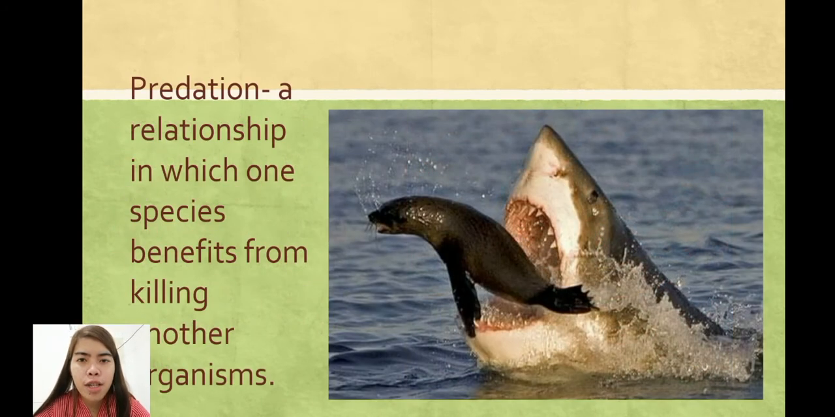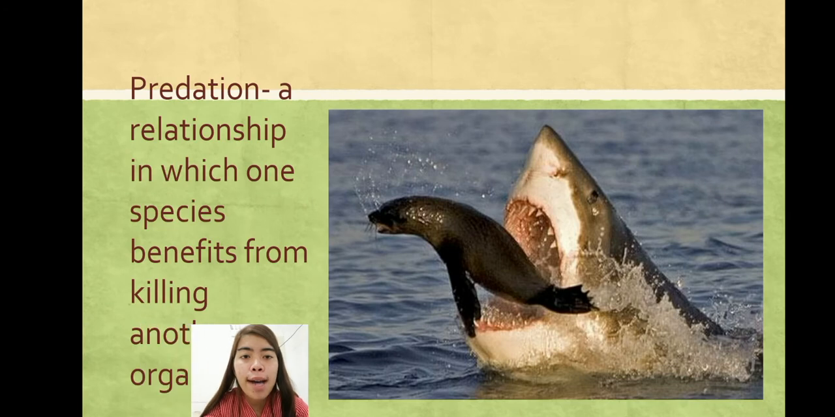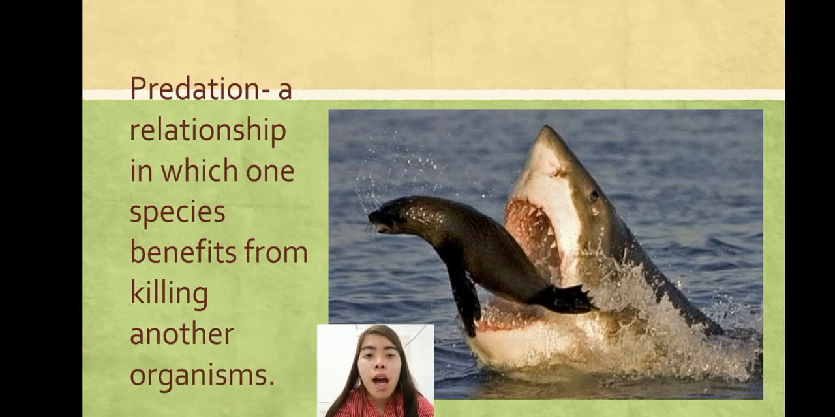Another type of ecological relationship is we have predation. Predation is a relationship in which one species benefits from killing another organism. So, there are two participating organisms in this relationship, the predator and the prey. The predator is the animal that lives by killing other members of one species, and the prey is the animal taken by the predator as food. Therefore, ang malakas na organism ito ang kumakain, tinatawag na predator. Ang kinakain, tinatawag na prey. And that is the relationship called predation.